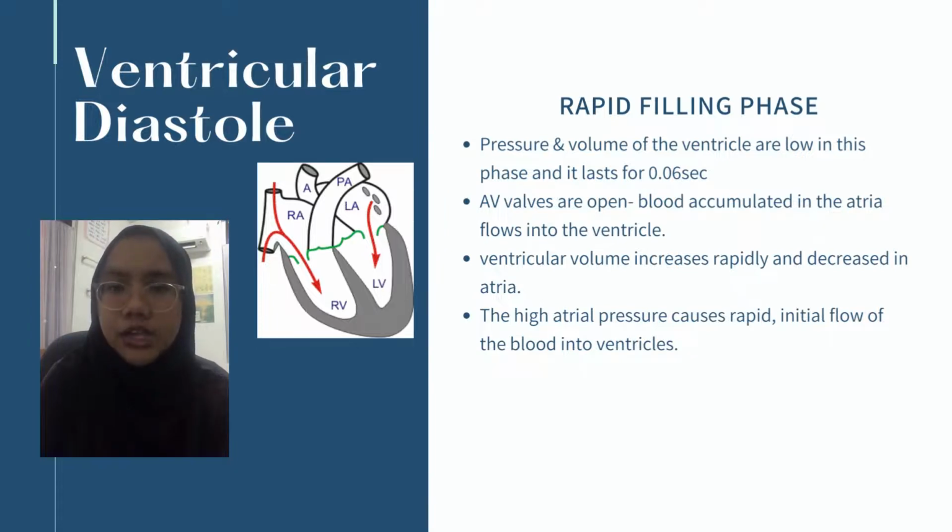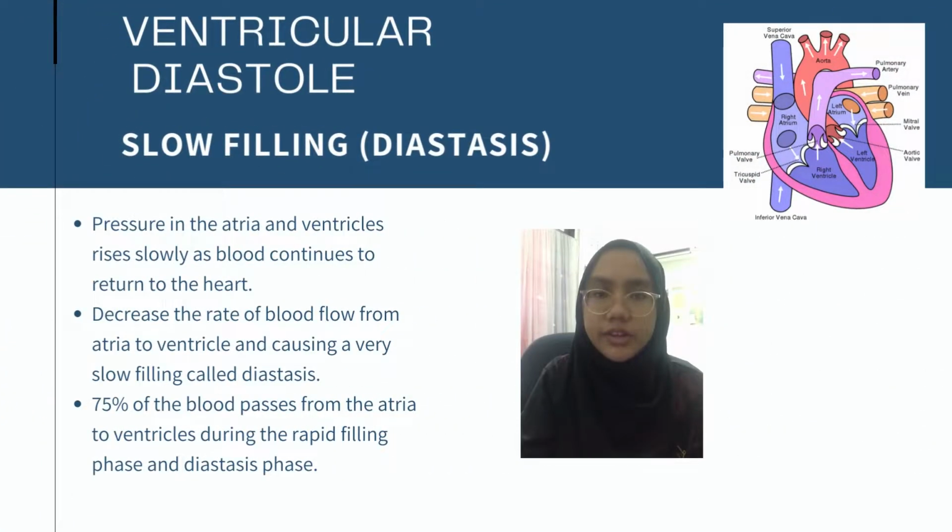High atrial pressure causes rapid initial flow of the blood into the ventricles. Pressure in the atria and ventricles rises slowly as blood continues to return to the heart, decreasing the rate of blood flow from atria to ventricle, and causing a very slow filling called diastasis. 75% of the blood passes from the atria to the ventricle during the rapid filling phase and diastasis phase.